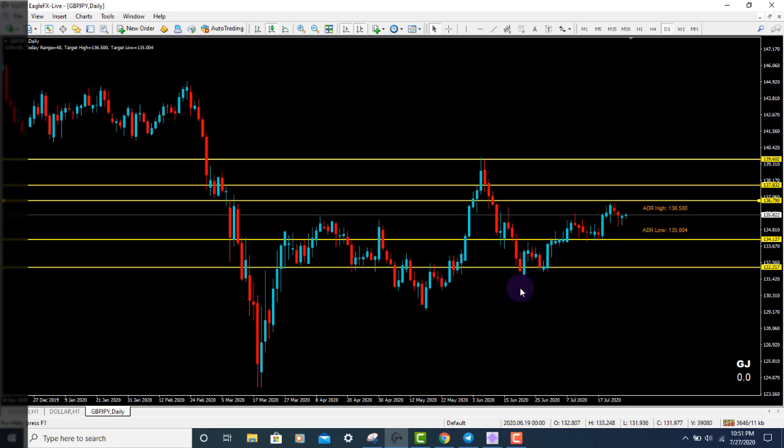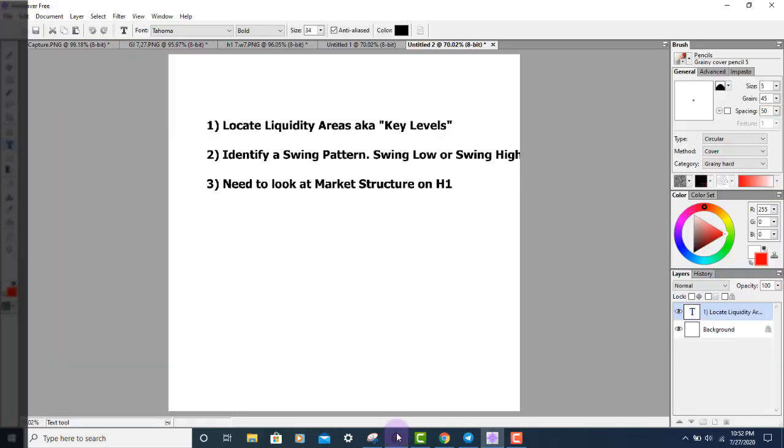So it makes it very easy, and I only use the daily for key levels because I don't like 1,000 lines on my chart. The way I trade is if it gets to a daily level, I know it's about to make a major move, right? So we did that, right?